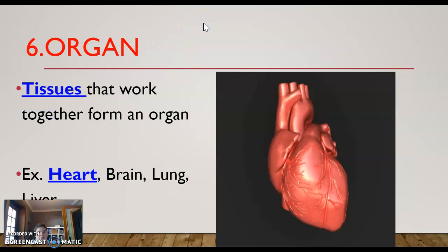Tissues built together form an organ. Our heart, brain, lungs, liver, spleen, all of these organs are comprised of tissue. So the tissue was made up of the cells, which were made up of the organelles, which were made up of the molecules, and the molecules were made up of the atoms. You can see how we're stacking those levels on top of each other. And now we have a more complex functioning organ as we continue to work our way through the levels of organization.